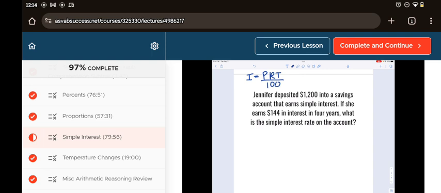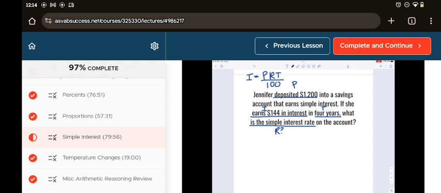If she earns $144 in interest in 4 years, what is the simple interest rate on the account? All right, so let's identify stuff. Deposited, principal. Earns interest, interest. 4 years, time. What is the simple interest rate? That's what we're looking for this time. Okay, so remember, step number 1, we always identify what's given to us. All right, let's start plugging stuff in.